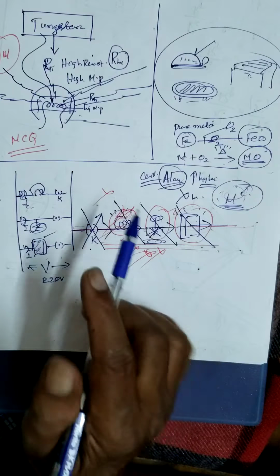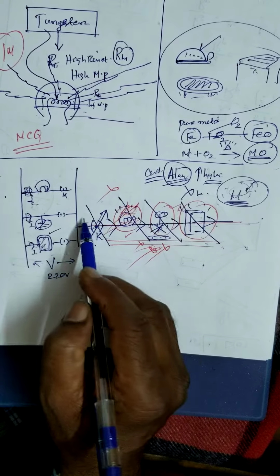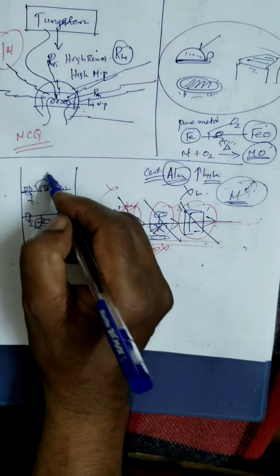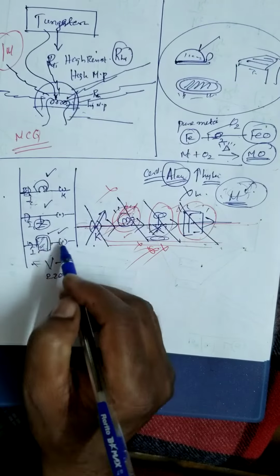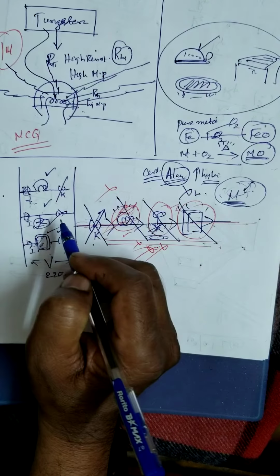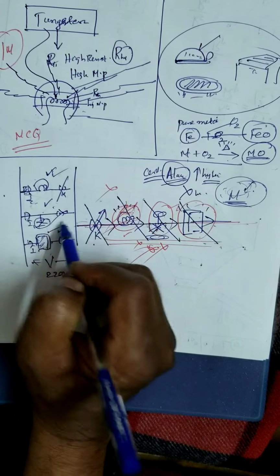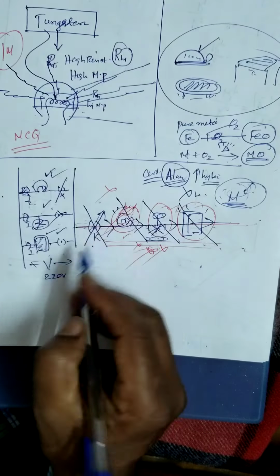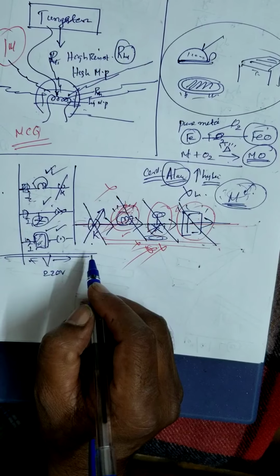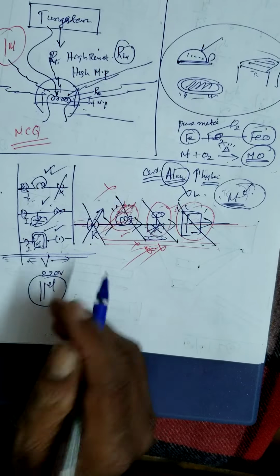In series, if you switch off one, all the other components will not work. But in parallel, each component works independently. Therefore, if I switch off one component, the other components will still work. Therefore, it gives a choice. Therefore, in domestic circuits, we always use a parallel arrangement.